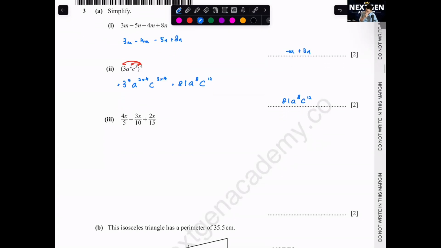Third one. Simplify. For fractions, we need to make all the denominators the same first. So what's the LCM here? The lowest common multiple of 5, 10, and 15 is 30. So this will be times 6, this one times 3, and this one times 2. Which will get 24x over 30 minus 9x over 30 plus 4x over 30. 24 minus 9 plus 4 gives 19x over 30.